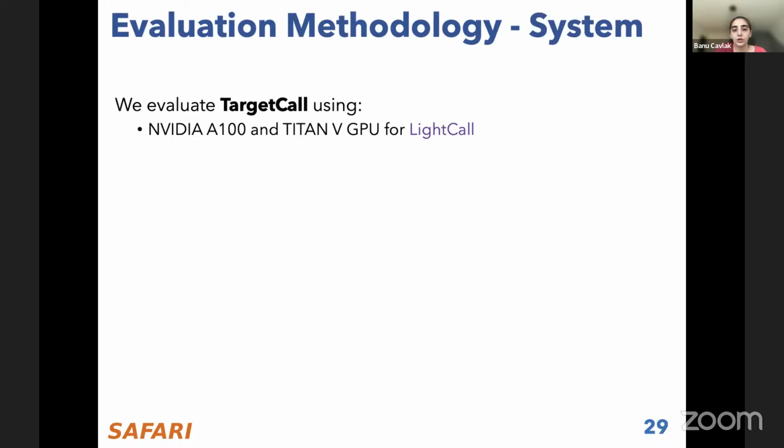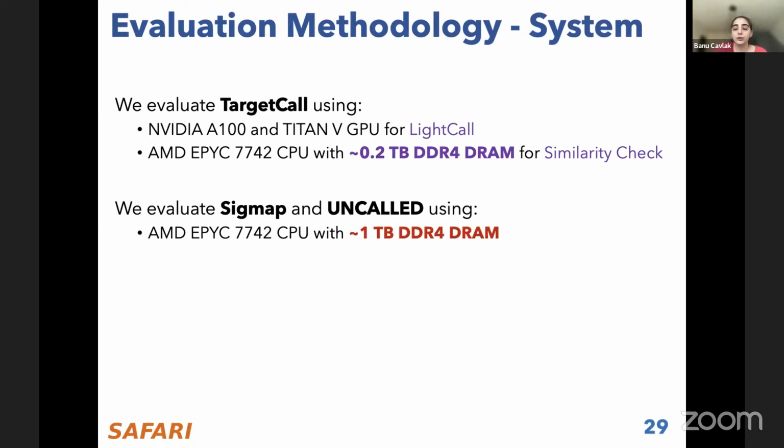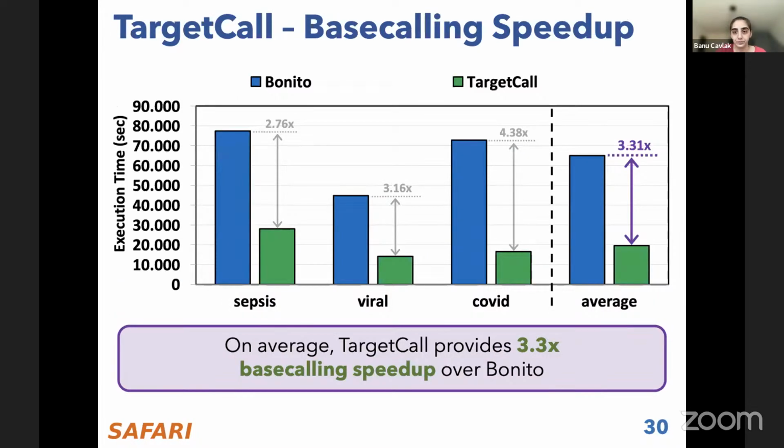So we evaluated TargetCall using 2 GPUs, NVIDIA A100 and the Titan V for light call, and an AMD system with 0.2 terabyte main memory for the similarity check component. But for evaluating SigMap and OnCall, we use a similar AMD system with 1 terabyte main memory because SigMap and OnCall require more memory than we have in the first system for large reference genomes.